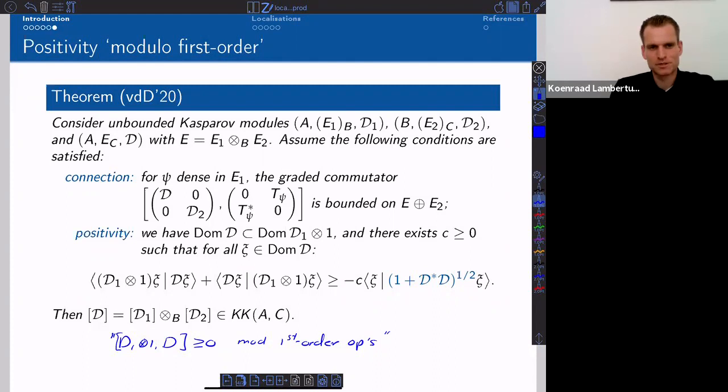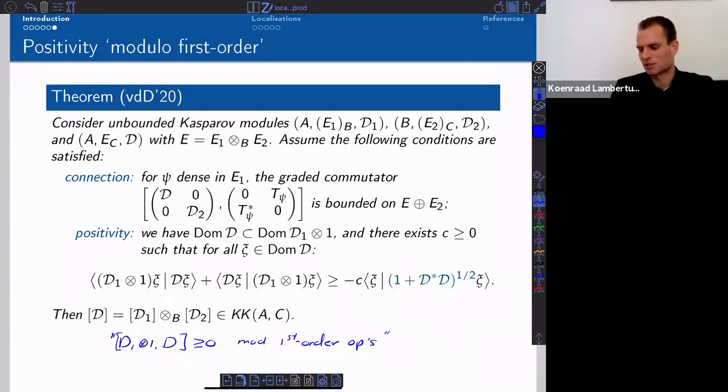For the proof of this theorem, I don't want to say too much about the details, but the idea is the same as in the proof of Kucerovsky's theorem. Of course, the obvious thing we want to do is to use these connection and positivity conditions for the unbounded operator to try to check the connection and positivity conditions of the Connes-Skandalis theorem. The connection condition I haven't changed. This works in the same way. The positivity condition follows more or less the same strategy as Kucerovsky, but the difference is that we have to be a bit more careful with our estimates.